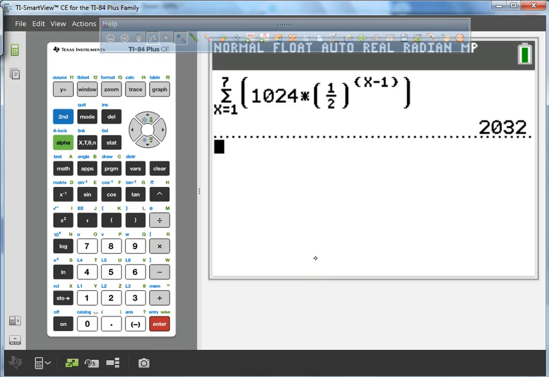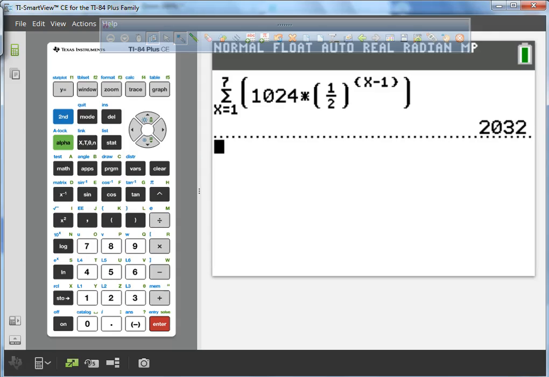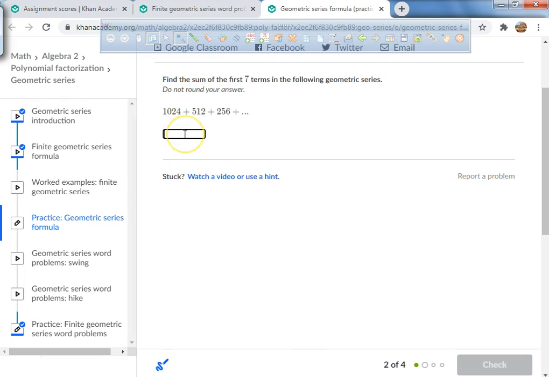All right. So what is going to be our final answer? Our final answer is 2032 if we took all of those and just added them together. All right, so 2032.